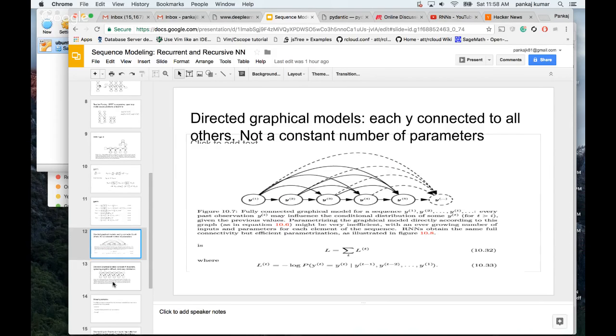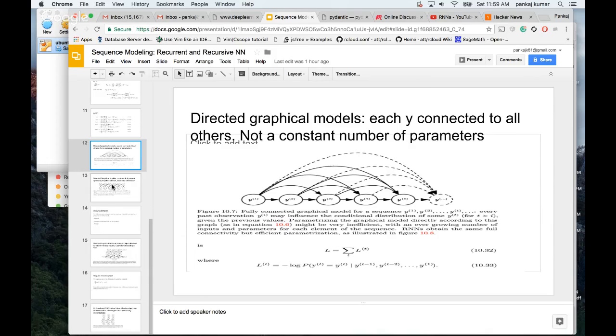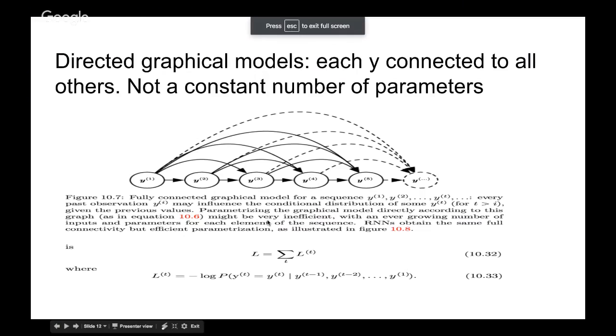So now the book goes into directed graphical models. In the first part it kind of neglects that there is an input. So if you have an output sequence, how are the directed computational graphs set up? That's what this graphical model setup is. And if you see in this one, if you set up this kind of an architecture, then the number of parameters of this architecture is not constant. It depends on the number of layers or the number of timestamps in this network.